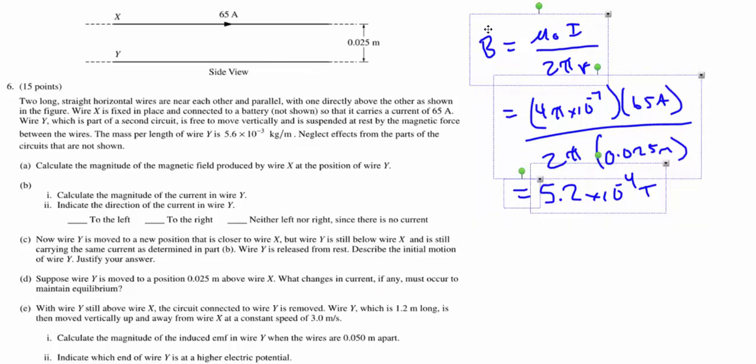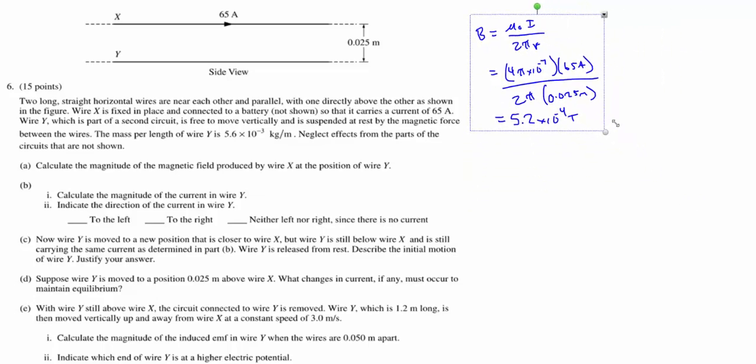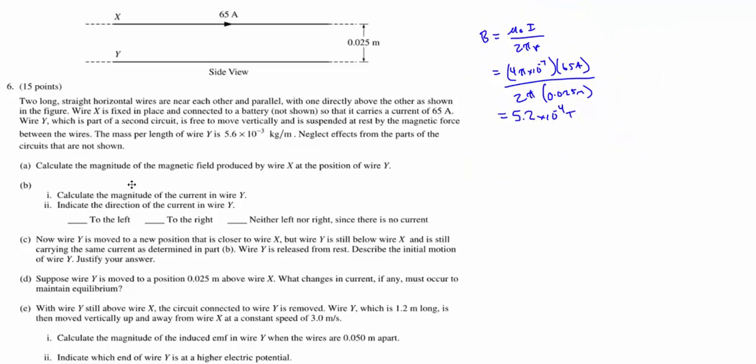Part B wants us to now determine, let me clean this up a little bit, the magnitude of the current in wire Y. Let's read this a little more carefully. Wire Y, which is part of a second circuit, so we know current's flowing through it, is free to move vertically and is suspended at rest by the magnetic force between the wires.